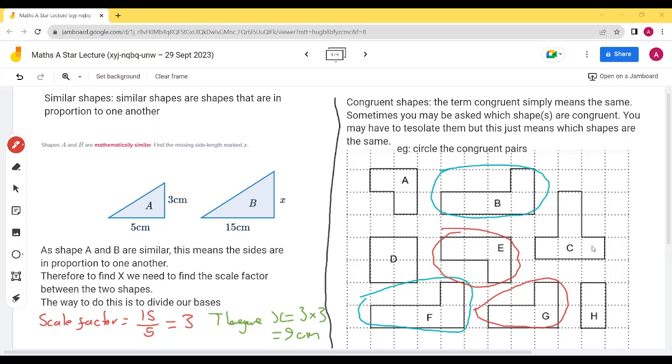So in terms of similar shapes and congruent shapes too, I don't think you would have to write definitions or anything like that. It's good to understand the definition so that you understand similar means in proportion and congruent means the same, but no need to write them. I've never seen a question where you have to write them anyway. It's always just been to calculate them.